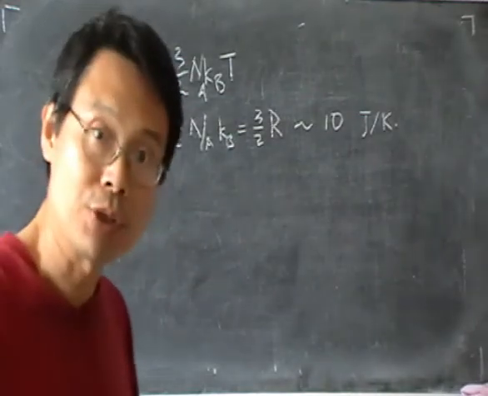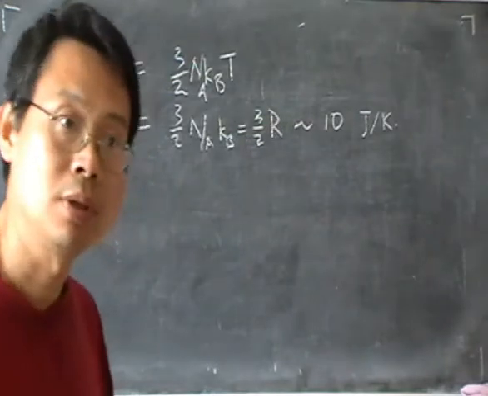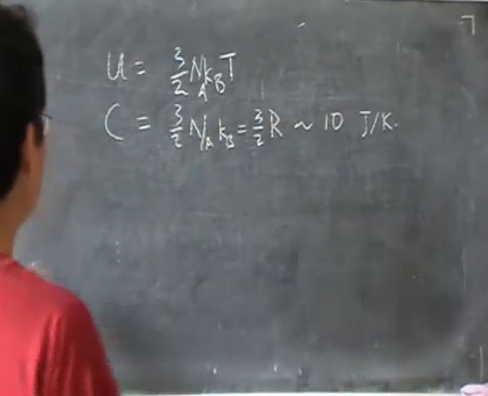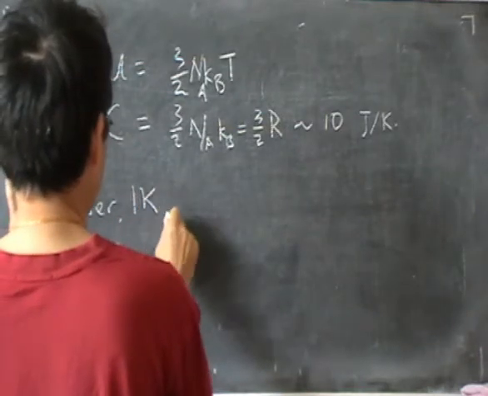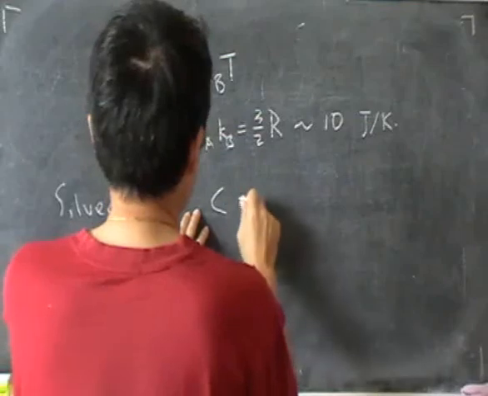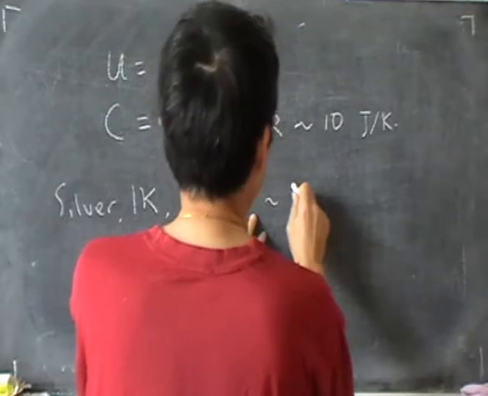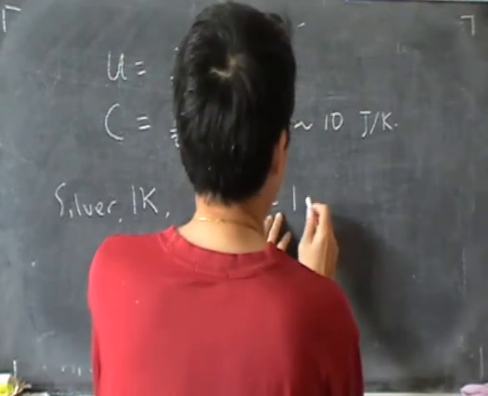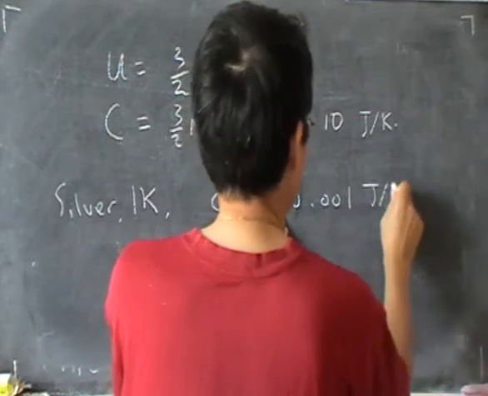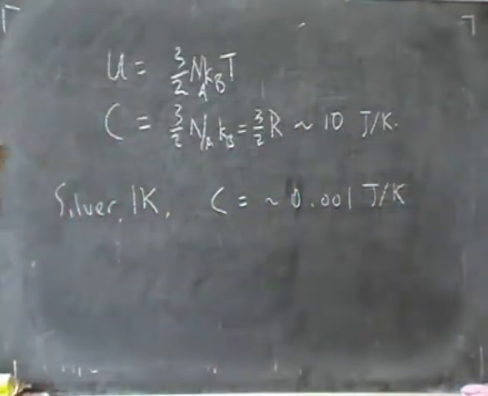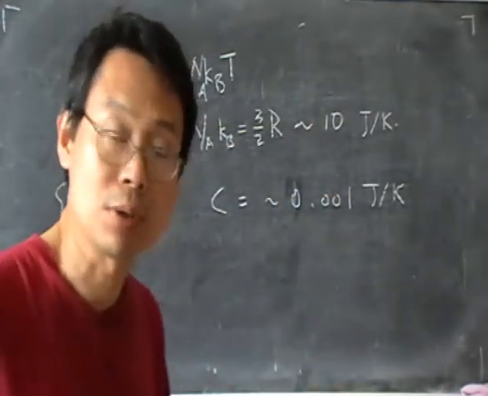Now, what has been measured for metals? For example, there has been a measurement for silver metal at 1 Kelvin temperature, which shows that the heat capacity is of the order of 0.001 joule per Kelvin. So obviously this is a lot smaller. It's a difference of about 10,000 times.